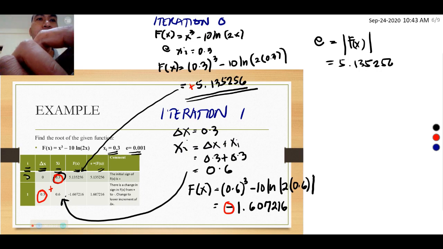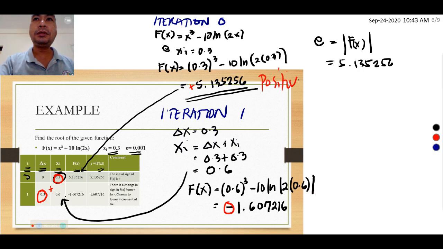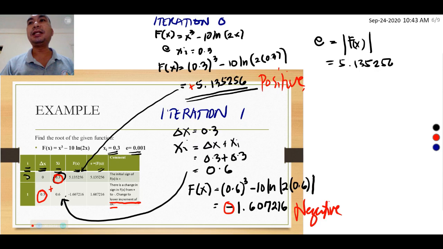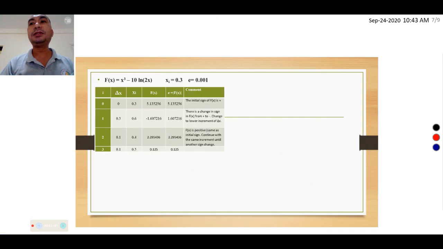So it was mentioned here in the comment, there is a change in sign from positive to negative here. So if there is a change in sign, we need to lower the increment of delta x. So we need to lower down the increment of delta x. So let's now go to iteration number 2.